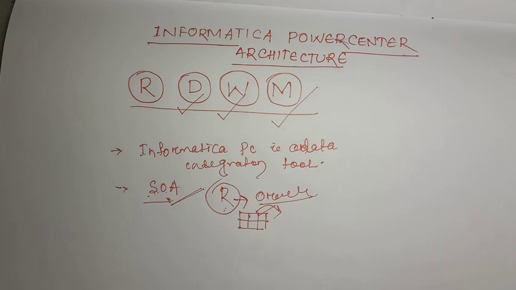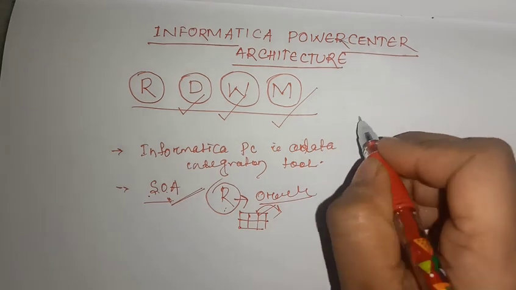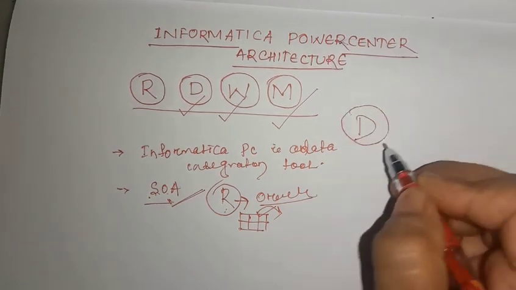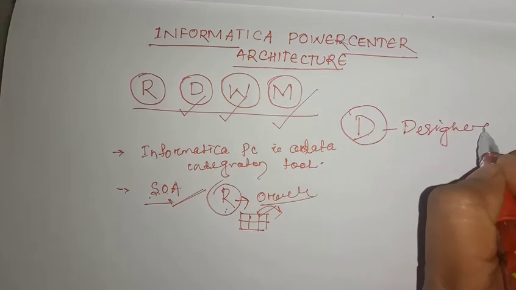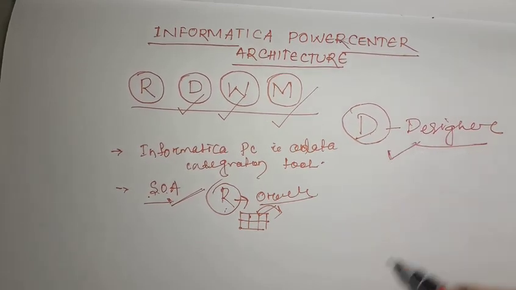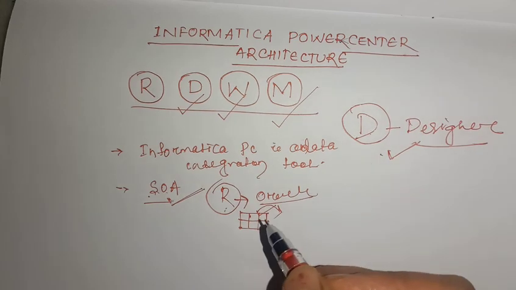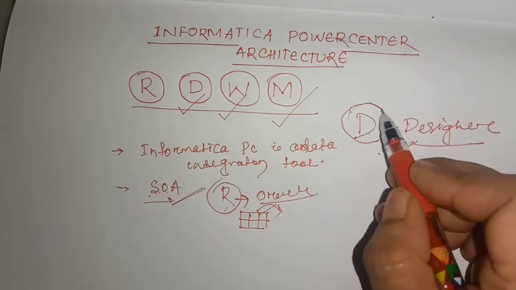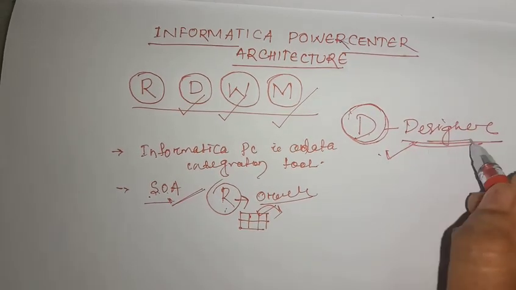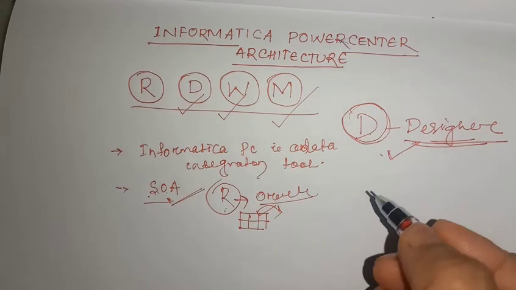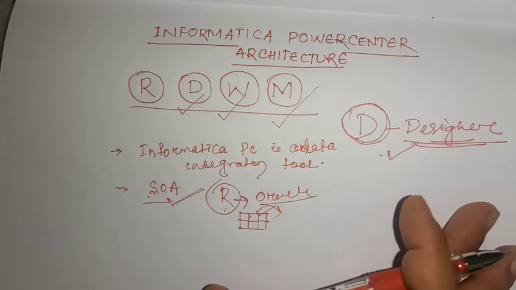Informatica Power Center Designer is used by the developers. D stands for designer. The developers develop the mappings and the workflows in the designer window. Testers have no role in the designer. It is used to develop and design mappings by the developer.